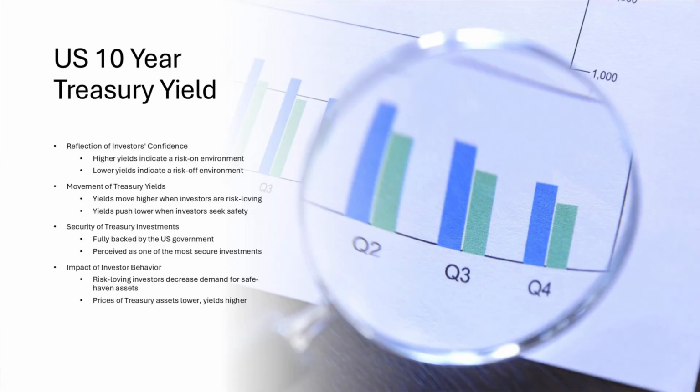US 10-year Treasury Yield. This is a reflection of investors' confidence. Generally speaking, treasury yields move higher in a risk-on environment and push lower in a risk-off environment. This is because treasury bills, notes and bonds are fully backed by the US government, thus they are perceived to be one of the most secure investments. So when investors are more risk-loving, demand for these safe haven assets decrease, thereby pushing prices lower and yields higher.